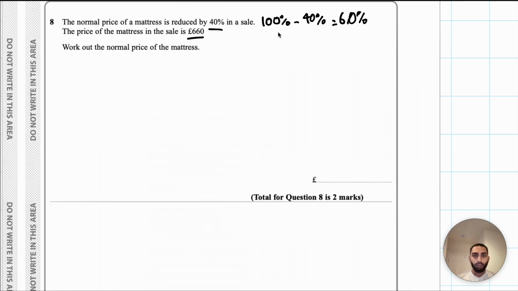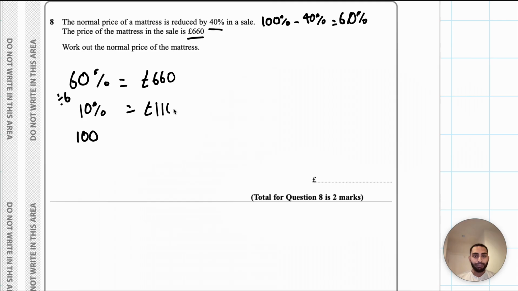So we're trying to find out what 100% is. So we know that 60% is equal to £660. We're trying to find what 100% is, so we're looking for a number that goes into both 60 and into 100. So I think an easy one here to choose would be 10. So I need to divide the left-hand side first by 6. 660 divided by 6, 66 divided by 6 is 11, so it's going to be £110. And then need to multiply it by 10 on both sides. So 110 times by 10, which is 1,100.